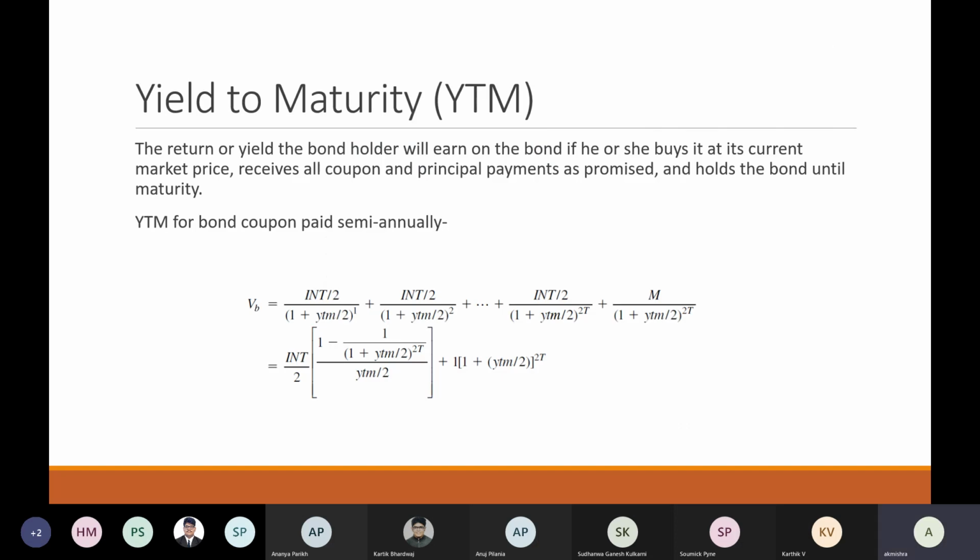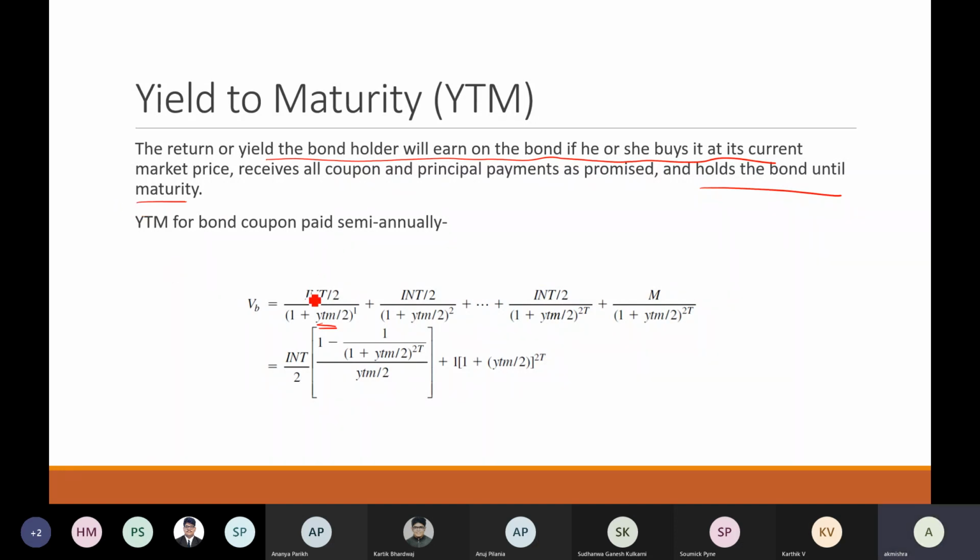So how can we calculate yield to maturity? Exactly, everything is the same. The only difference here is this part is unknown. So this is your unknown term, which is yield to maturity. So yield to maturity is basically how much yield or return a bond holder will earn on a bond if it is held for the entire maturity period.